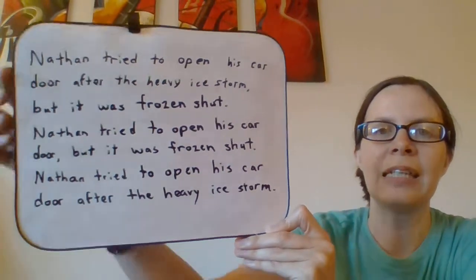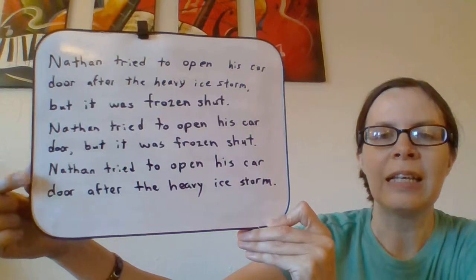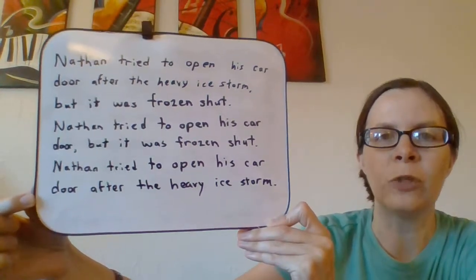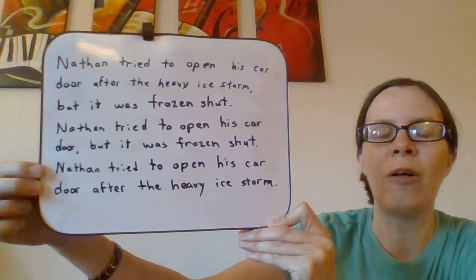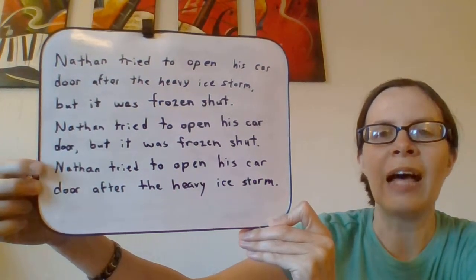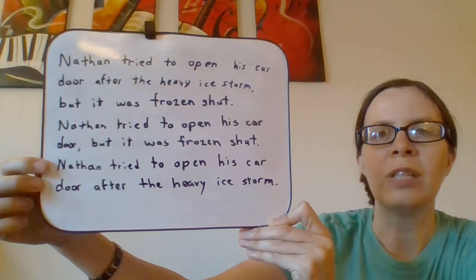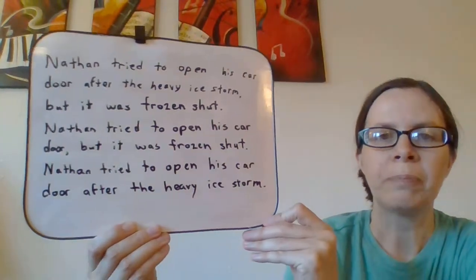So what I did here is I took out the rest of the sentence. So this just says, Nathan tried to open his car door after the heavy ice storm. I took out the part that says, but it was frozen shut. Because now I want to look and see how this independent clause is connected with a dependent clause. Okay, I want to look and see if that's done properly.